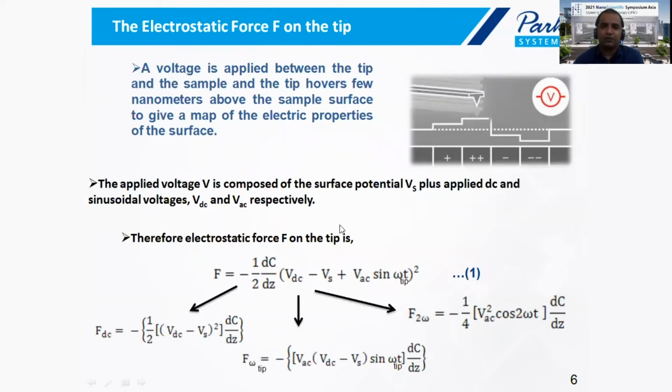Now, generally, what we find is that mathematically, the electrostatic force is given by this equation number 1. And whenever we talk about electrostatic force, we really need to see which voltages are involved. Generally, we find that you have the surface potential voltage, given by Vs, plus you apply a DC voltage, plus you apply a sinusoidal AC voltage to the tip.